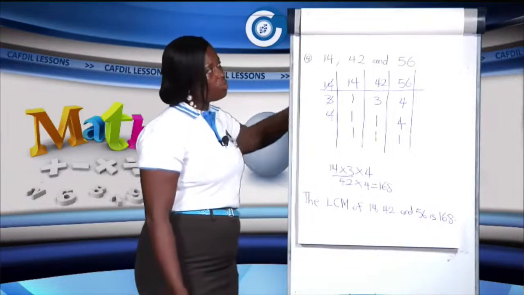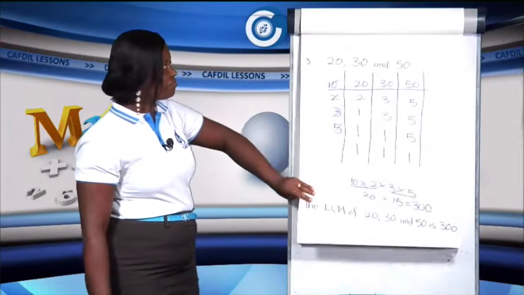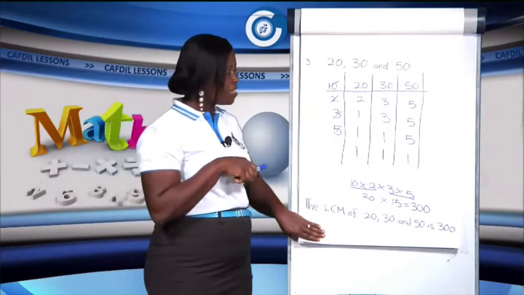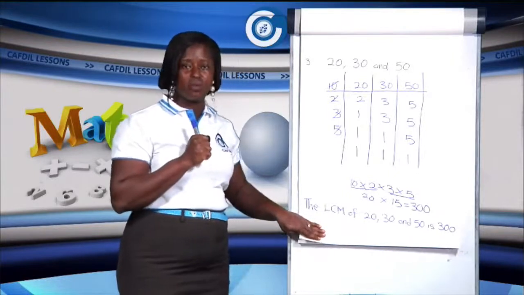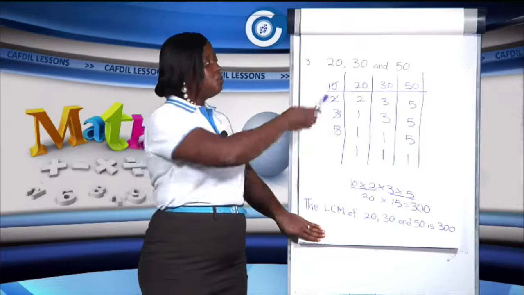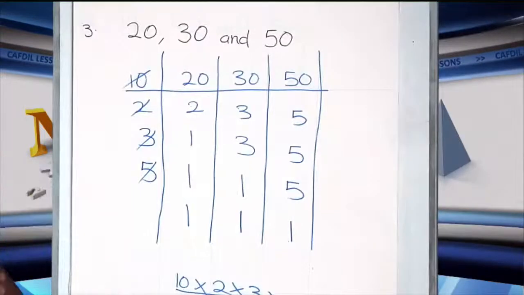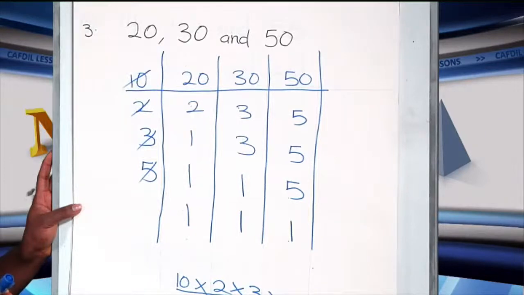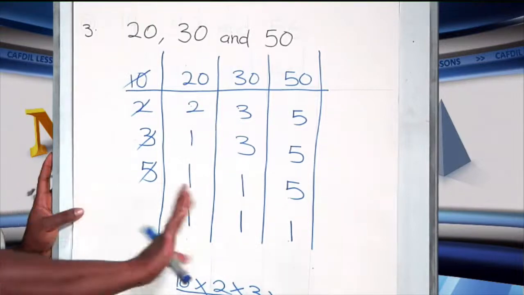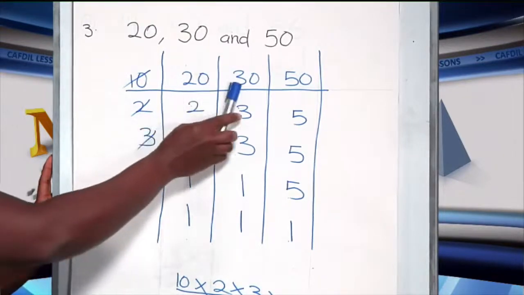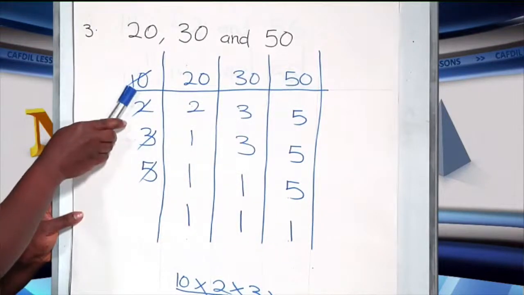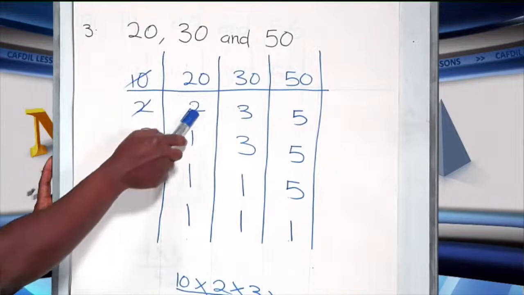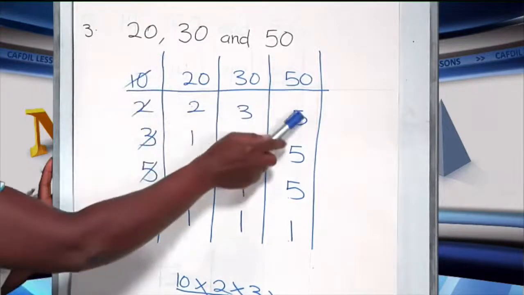Okay, let's go through what we have done so far. Finding the LCM of numbers using the division table. 20, 30, and 50. You look for a number that can divide the numbers given. You divide the numbers until you get 1 for each of the numbers given. Like 20, 30, and 50. We used 10. Into 20, we had 2. Into 30, we had 3. 10 into 50, 5.